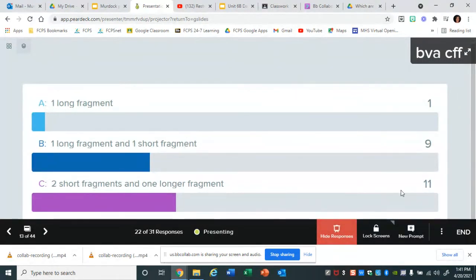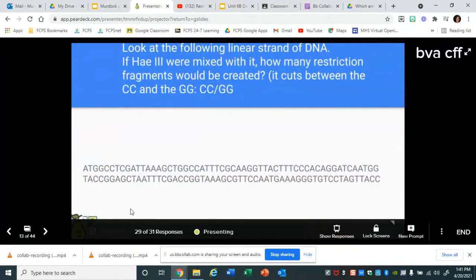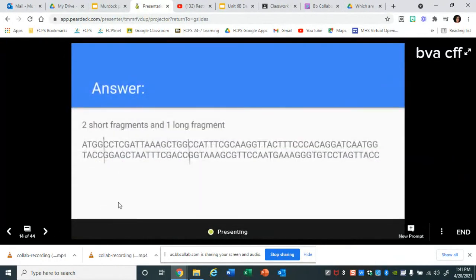Yes. I see 2 short fragments and one fragment on that. That makes 3 cuts, right? It makes 3 cuts. I'm sorry, 2 cuts? Yes. So let's look at the answer. Yeah, you're right, 2 cuts. I thought there was one there, but there isn't, right?